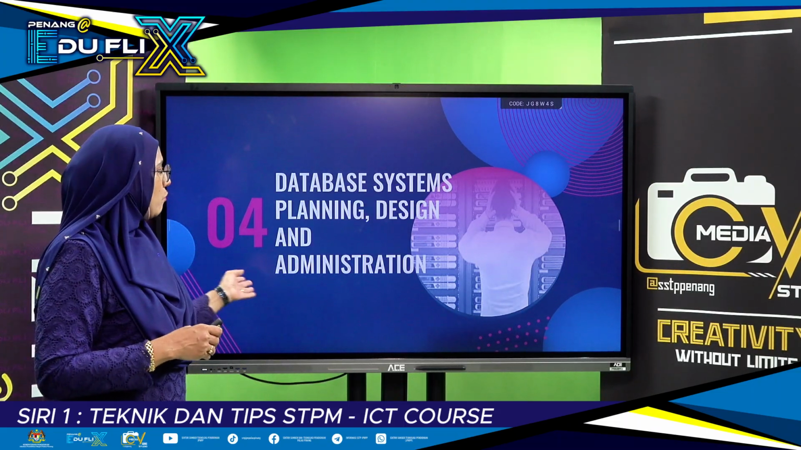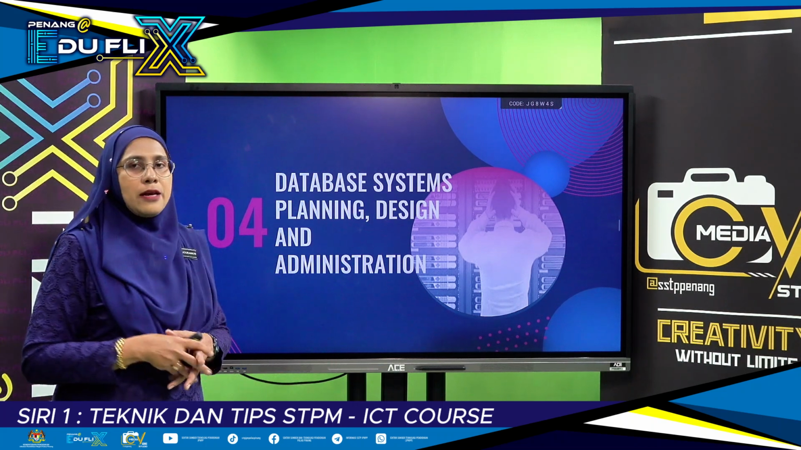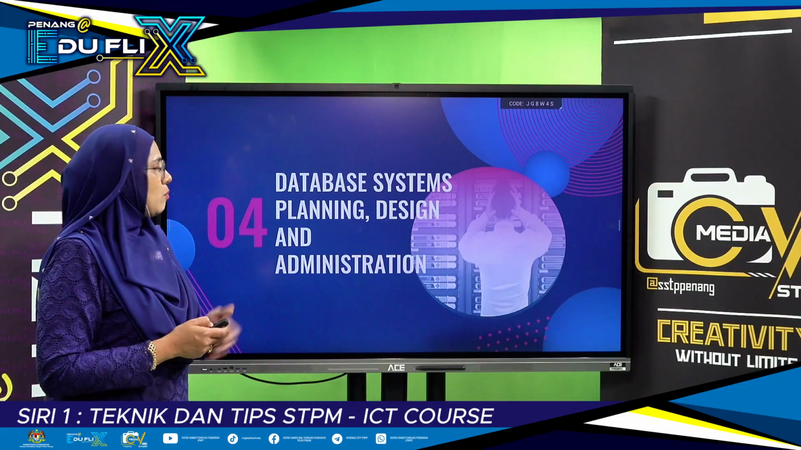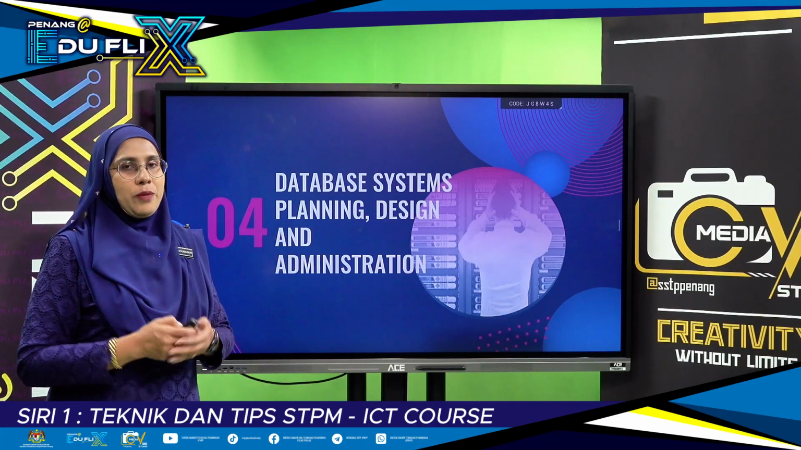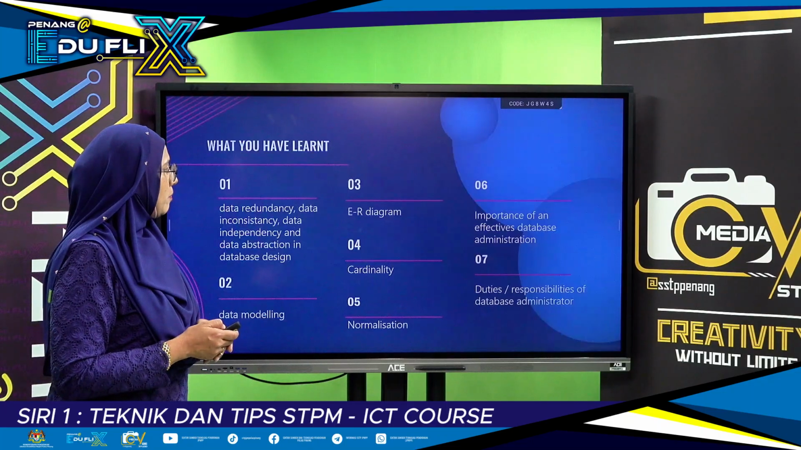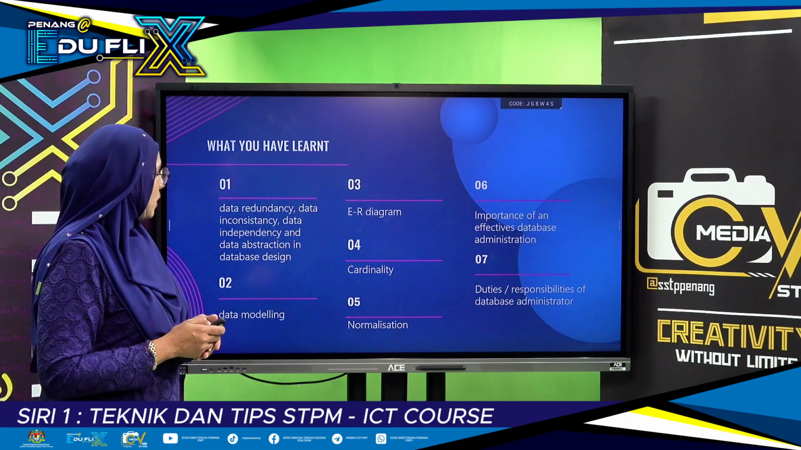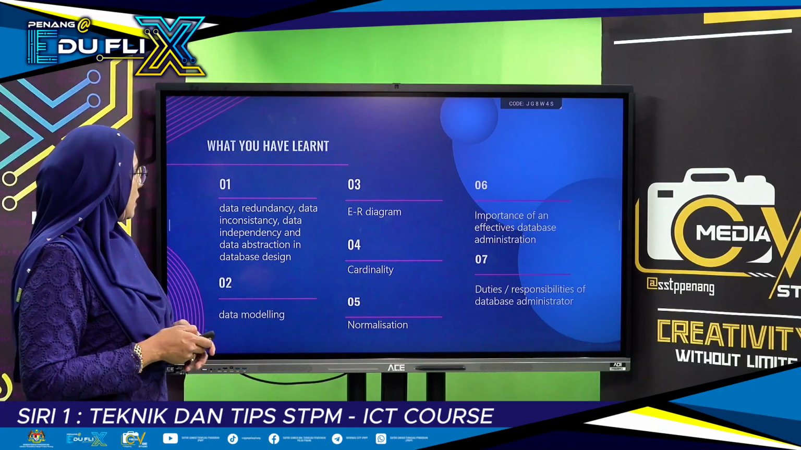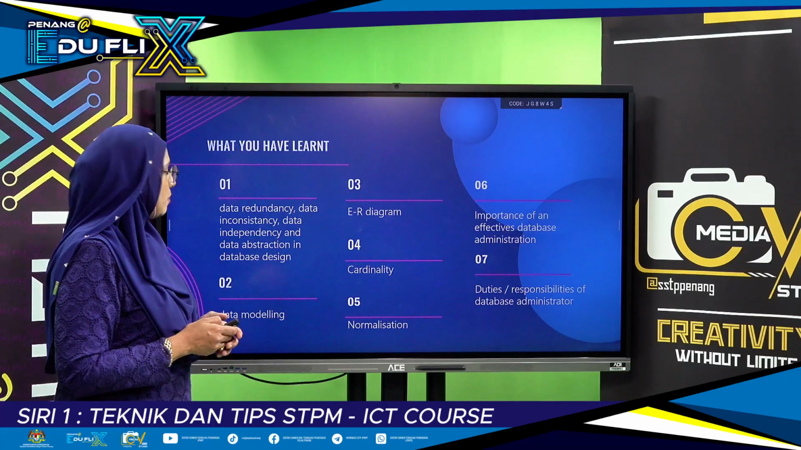Okay, now we move on to chapter 4, database systems, planning, design, and administration. Okay, this is a very important topic. Okay, most of the questions, the marks given for this topic is a very big mark. Okay, so there are 7 subtopics here. The first one is data redundancy, data inconsistency, data independency, data abstraction in database system.